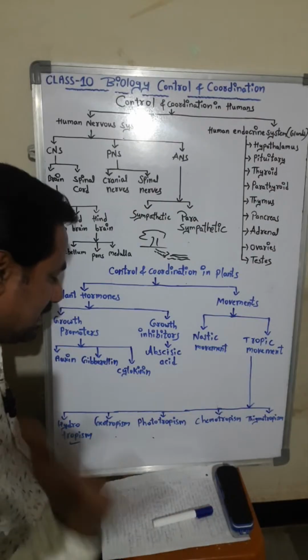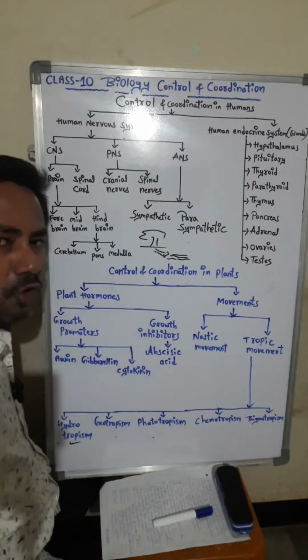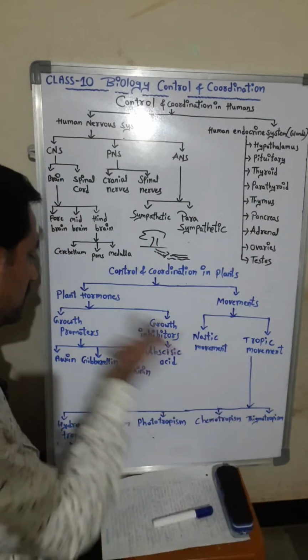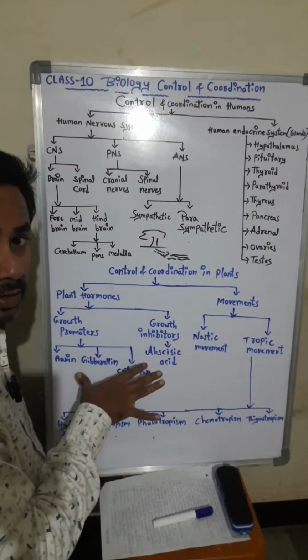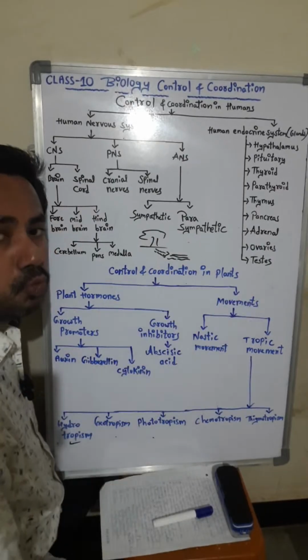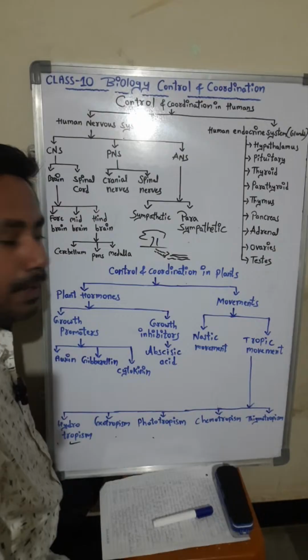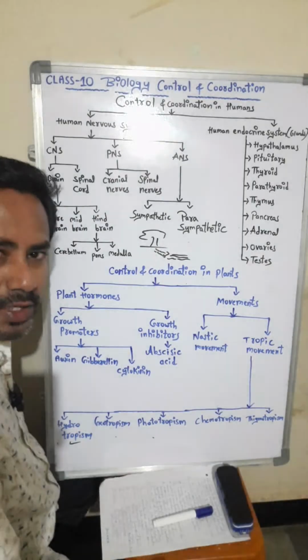Is it clear? So control and coordination in plants is done in two ways. The first one is plant hormones will control the plants, and another one is movements will also control and coordinate in plants. Is it clear, students?